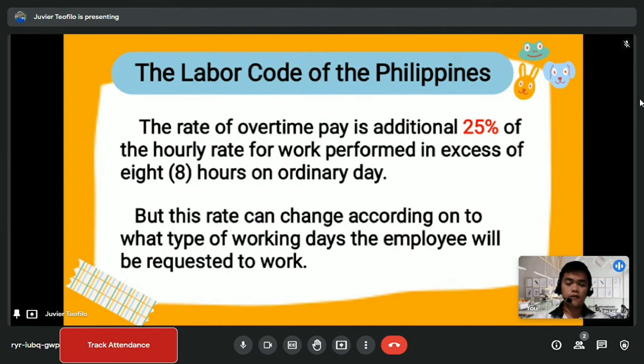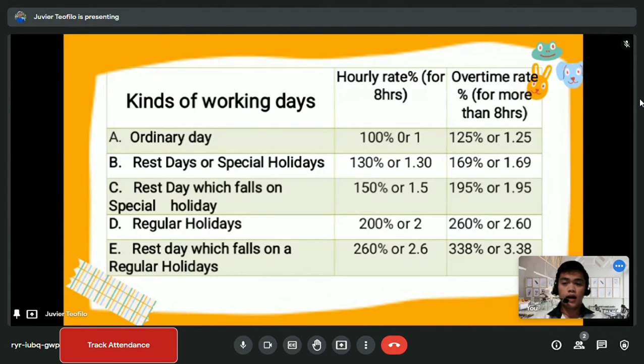Then we have here a table. As you observe, we have three columns: kinds of working days, the hourly rate for 8 hours, and the overtime for more than 8 hours. Now we are going to compute overtime payment in terms of ordinary day, rest day or special holidays, rest day which falls on special holidays, regular holidays, and rest days which fall on regular holidays with the use of the numerical data in this table. Okay, so please take note of this.